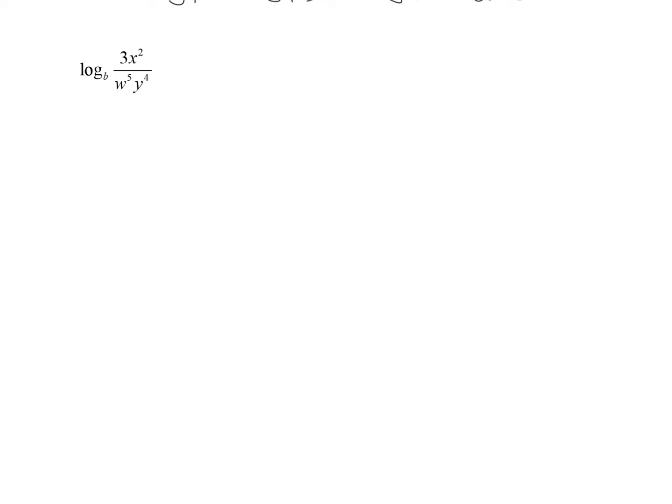So I have a few more examples here to cover with expanding. So again, on this one, you'll notice I have a multiplication and I have a multiplication here in my denominator. So I'm going to start with my quotient rule and say log base b of 3x squared minus log base b of w to the 5th, y to the 4th.